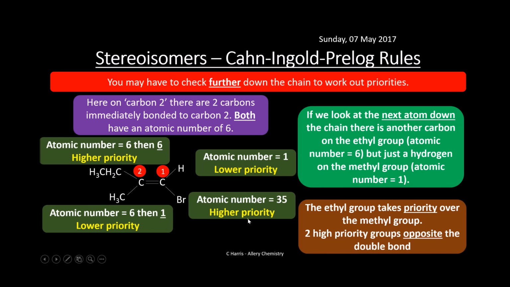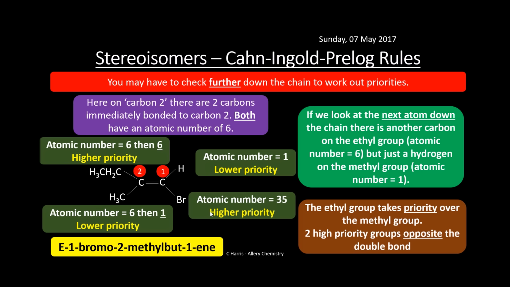And so again, we've got 2 higher priority groups opposite the double bond. So this one becomes an E: 1-bromo-2-methylbut-1-ene. Again, look down the carbon chain and make sure you know how to do that.